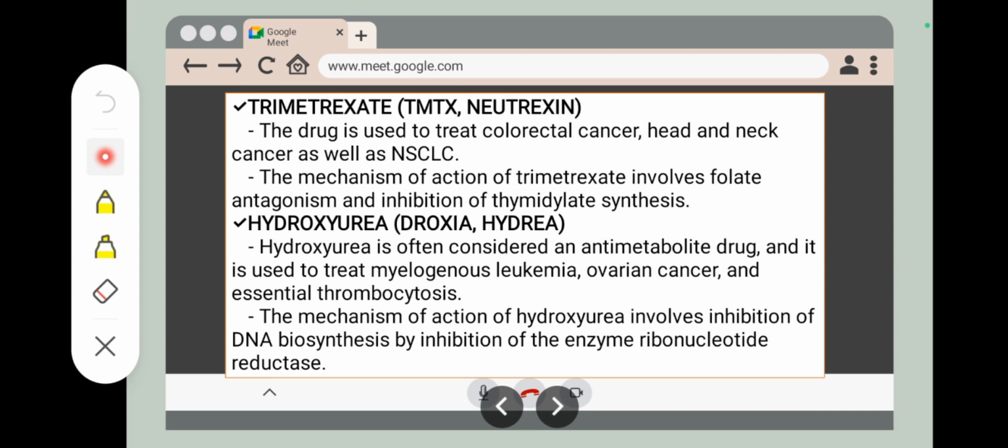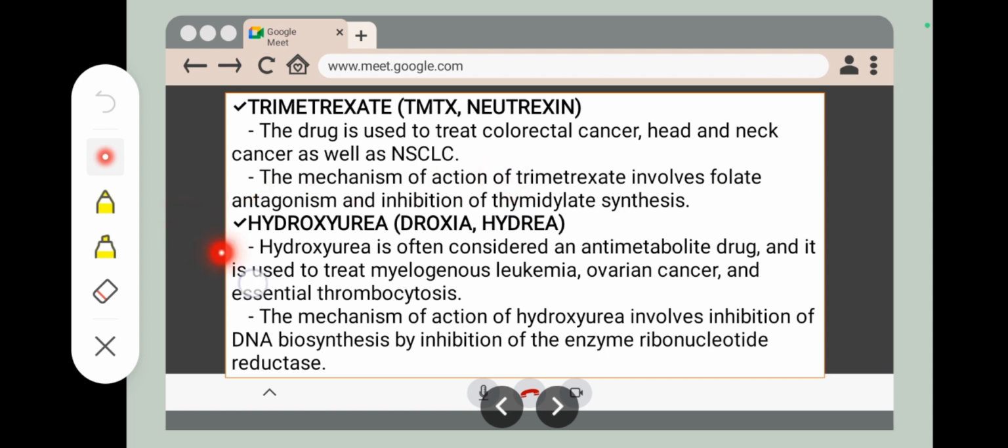Another drug is known as trimetrexate, or known as TMTX, or Neutrexin, and this drug is used to treat colorectal cancer, also head and neck cancer, as well as NSCLC. And the mechanism of action of trimetrexate involves folate antagonism and inhibition of thymidylate synthesis.